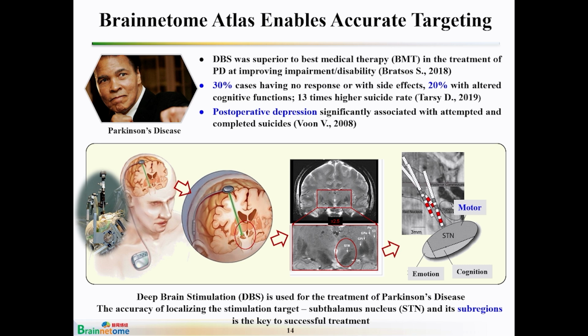In fact, the STN can be parceled into 3 different parts. One is related to motor, one is related to emotion, one is related to cognitive function. So if you put the electrode just on the motor areas, this is fine. If we put it in some other areas, maybe some side effects will happen. So these 2 examples just show you that if we use the Brainnetome, maybe you can improve the stimulation effects.